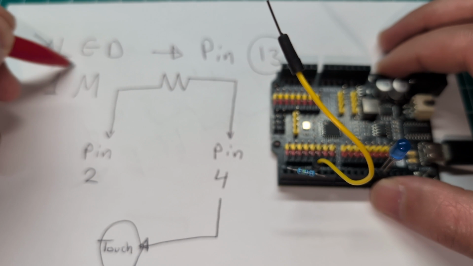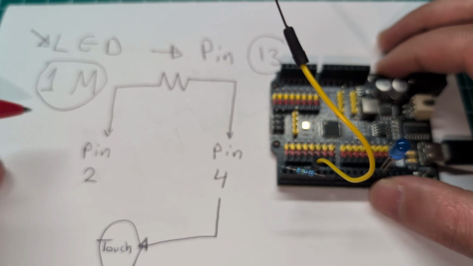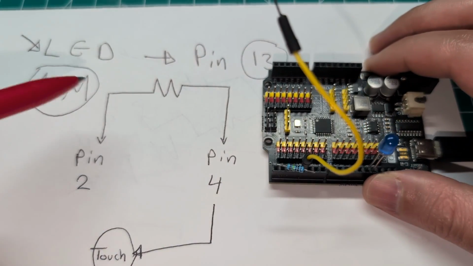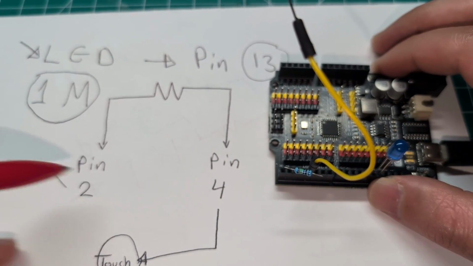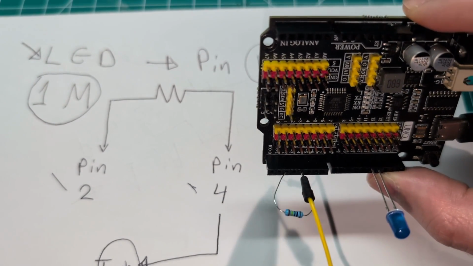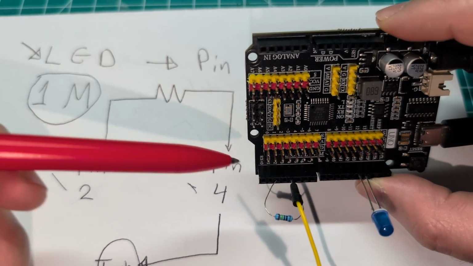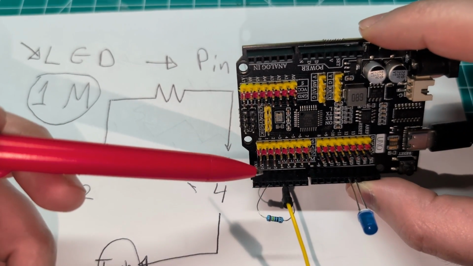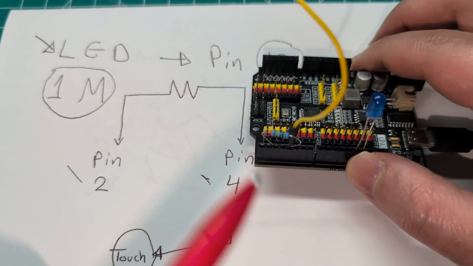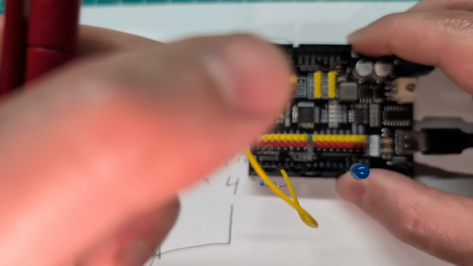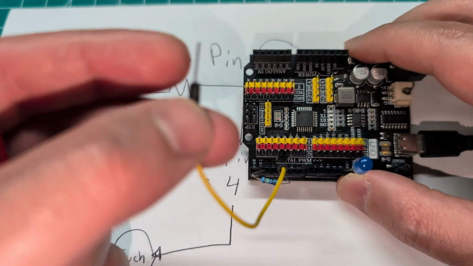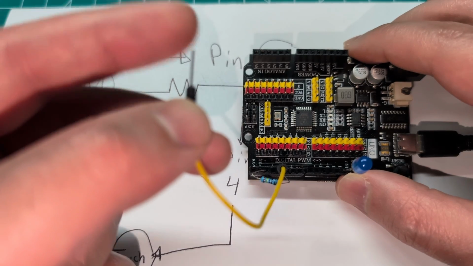You have a 1 mega ohm resistor. This resistor over here is connected between pin 2 and pin 4. As you can see here, this resistor is between pin 2 and pin 4. In addition, you have this jumper wire that is connected to pin 4, and I will be using it as my touch switch point.